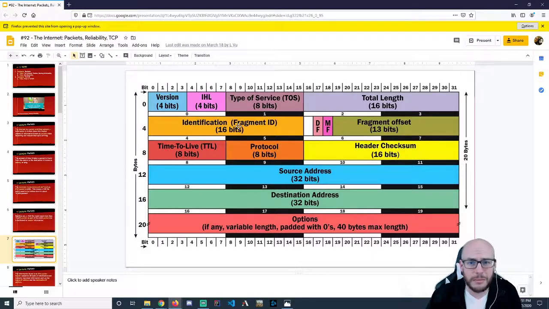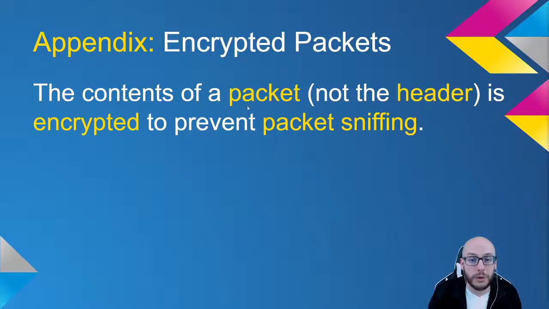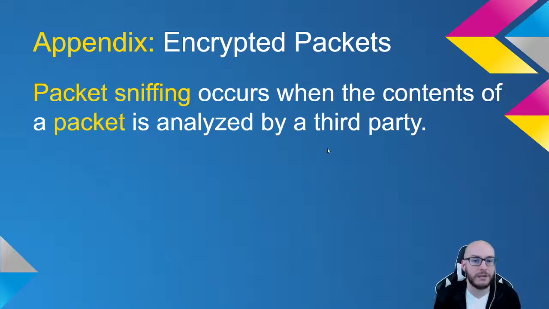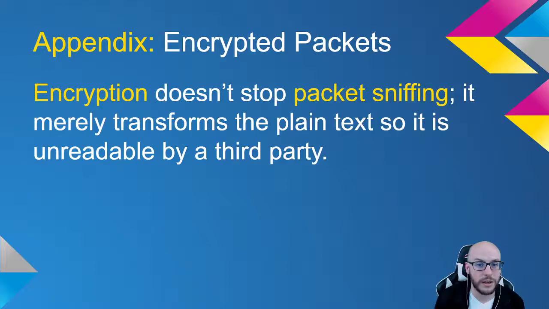This ID number, right? We can't encrypt the header. If you encrypt the header, then the routers won't know where it's going. What gets encrypted is the payload, that is the contents of the packet, to prevent what we call packet sniffing. Packet sniffing occurs whenever the contents of a packet are analyzed by a third party. Encryption doesn't stop packet sniffing. It merely transforms plain text so it is unreadable by a third party.